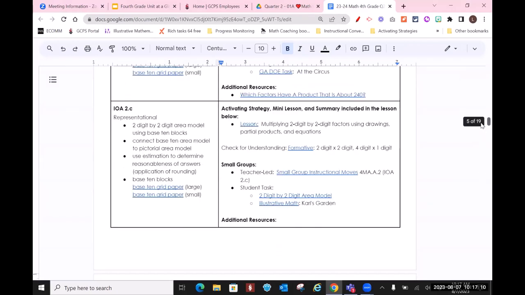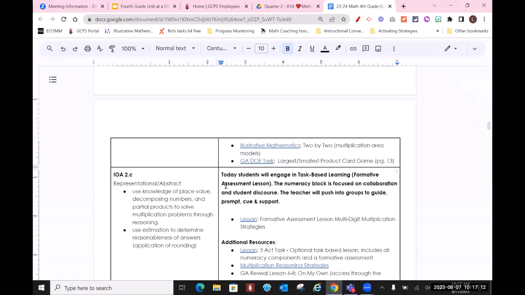On a task-based learning day, there is a header that lets you know that this is task-based learning. So for example, this day right here, students are going to engage in task-based learning. And the particular lesson is a formative assessment lesson. These are labeled differently to let you know that this is a task-based learning day, not a teacher-directed lesson.